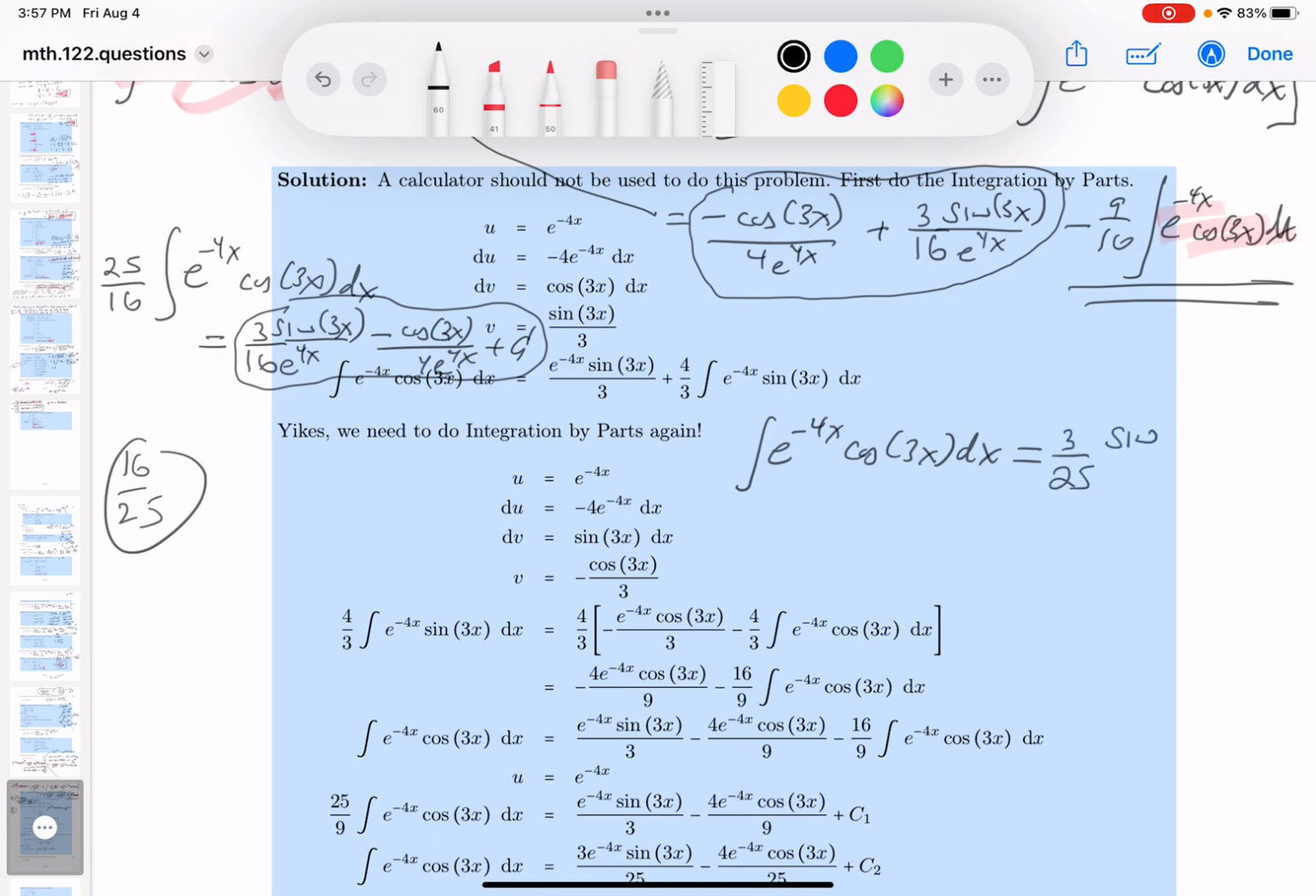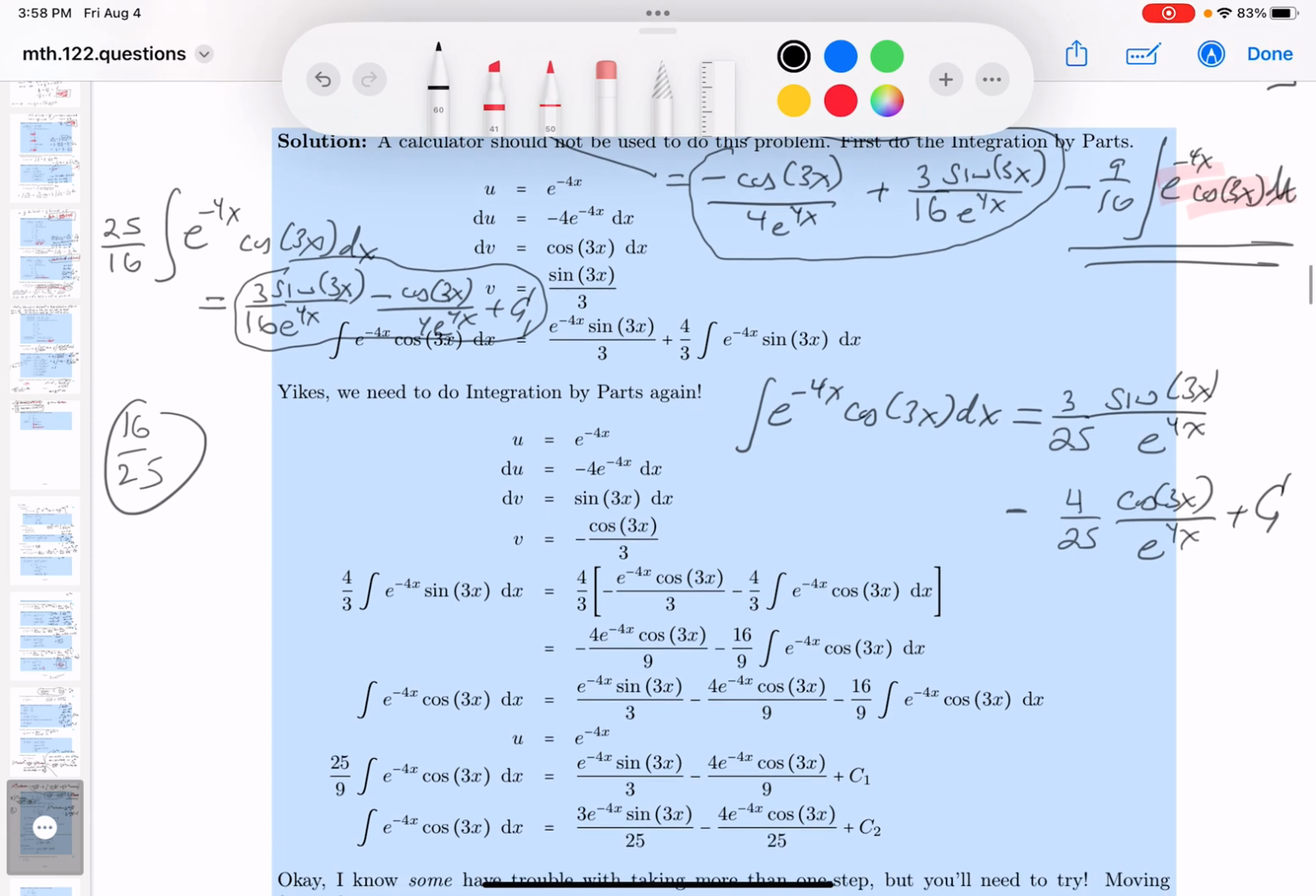So you can get 3/25 sine 3x, and then you get e to the 4x minus, well, 4 goes into 16 4 times, so 4/25 cosine 3x over e to the 4x. And then I'm going to say another constant. Let me just call this C1, and I'm going to call this C now. All right. So, boy, that was a lot of work we got there.